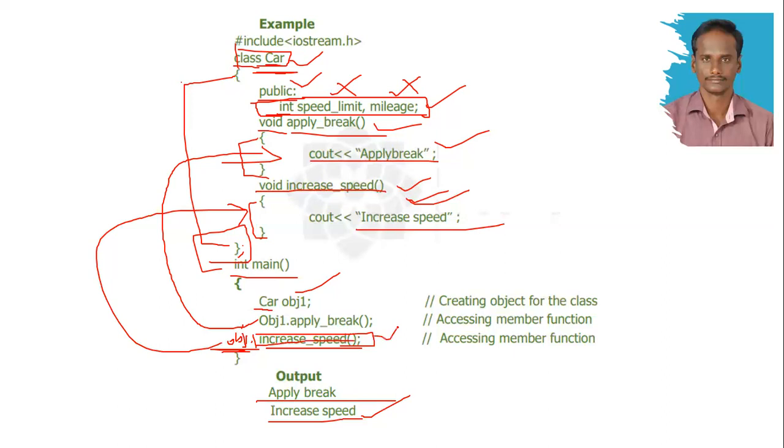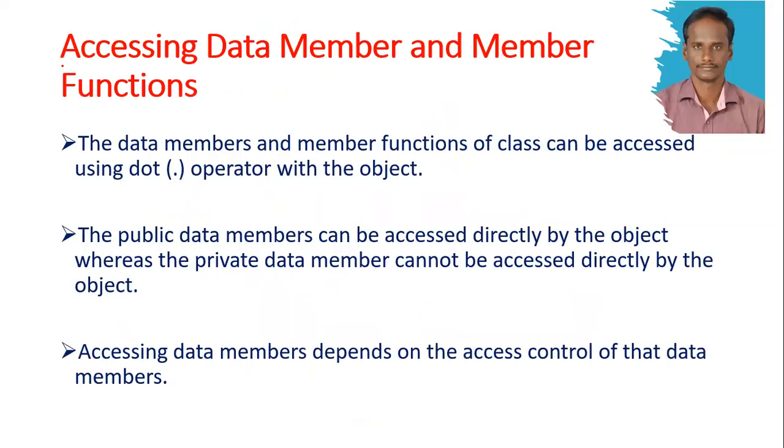You have to remember, whenever you define any member functions or members inside the class, they must be accessed through the object. Keep that in your mind. Next, accessing data members and functions, which I mentioned recently. Once again I will repeat: the data members and member functions of a class can be accessed using the dot operator with the object.